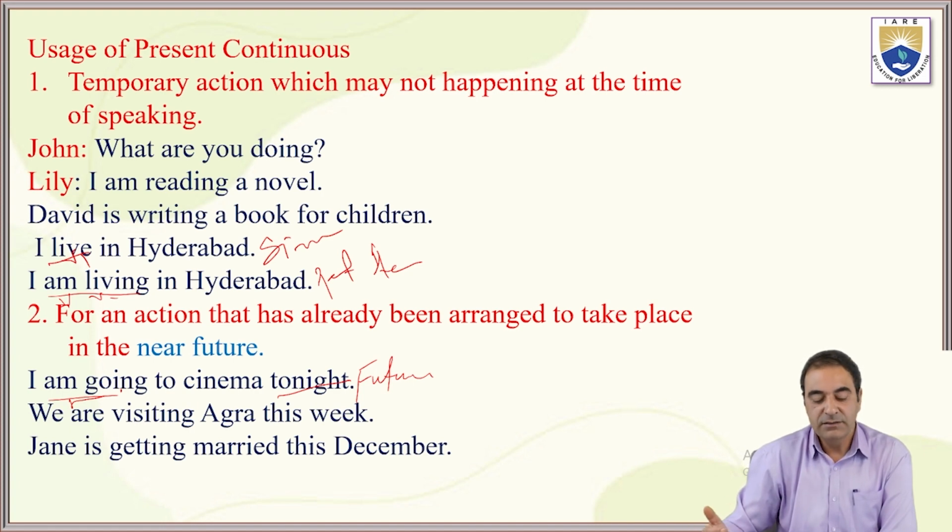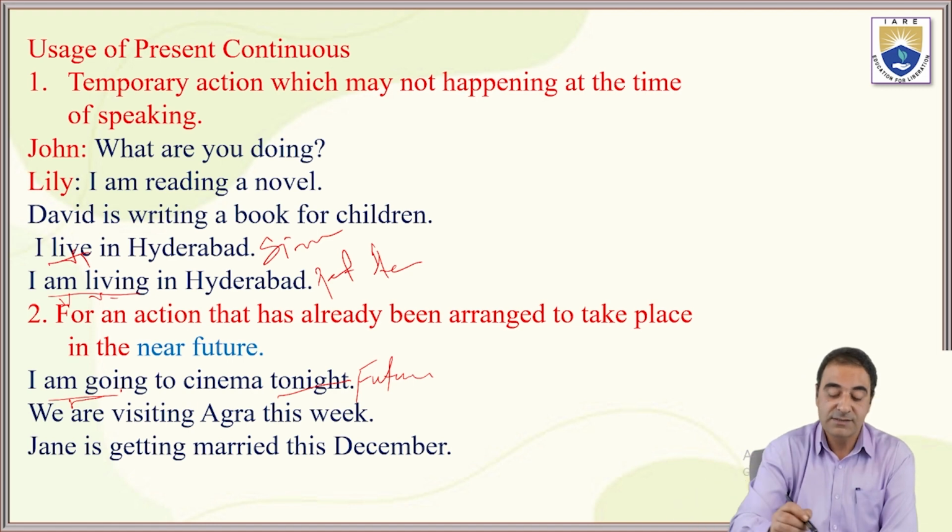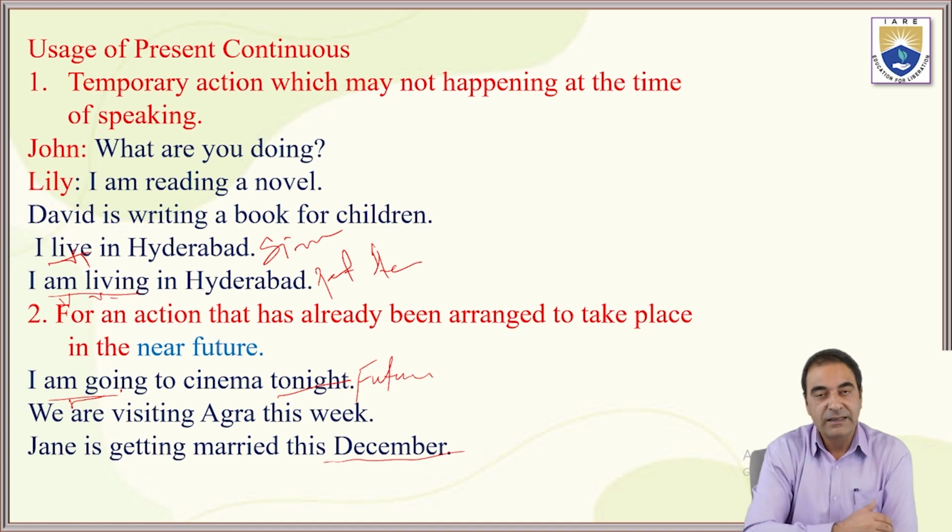Now, again, here I'm talking about this December, it means at the end of this month. Again, I'm talking about future, but it's already been arranged, it's already been planned. Therefore, here, remember, present continuous tense is used to express an action that has already been arranged to take place in near future.